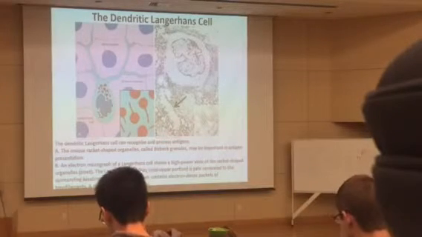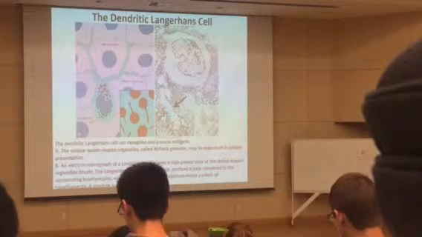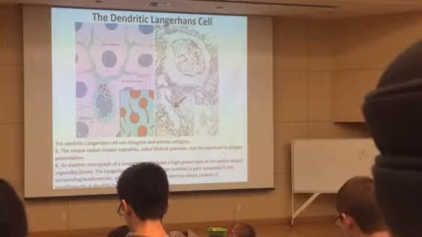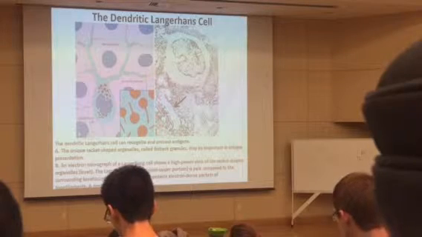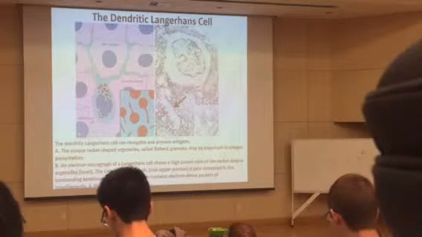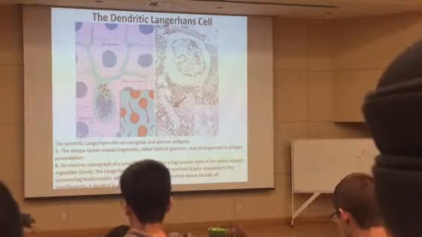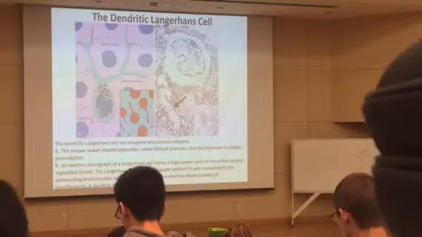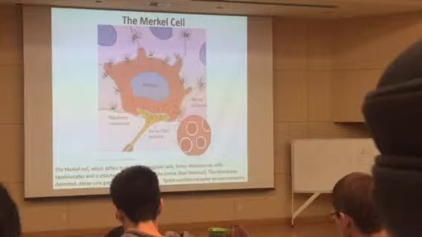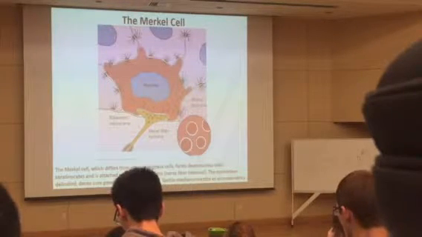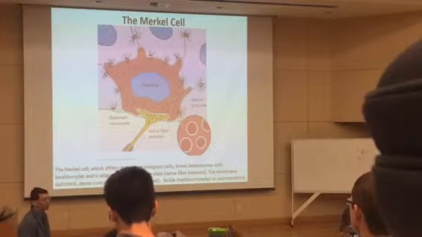We talked about the dendritic Langerhans cell, whose main function is to recognize and process antigens. We also mentioned the counterpart to the dendritic Langerhans cell, in other words the cell found in the dermis, while the Langerhans cell is found in the epidermis. The cell found in the dermis is called what? The dendrocyte. That's also in the notes.